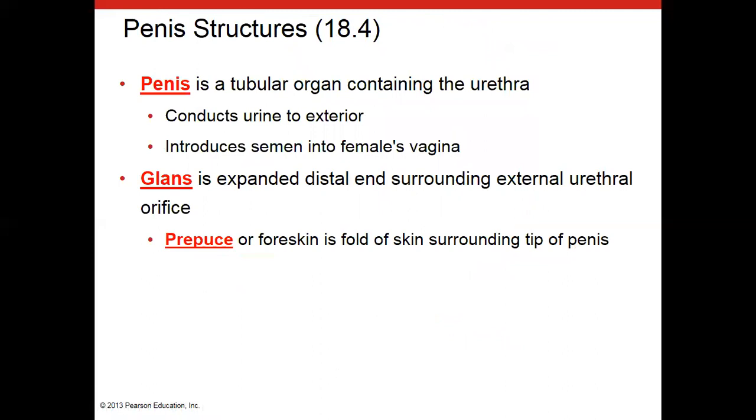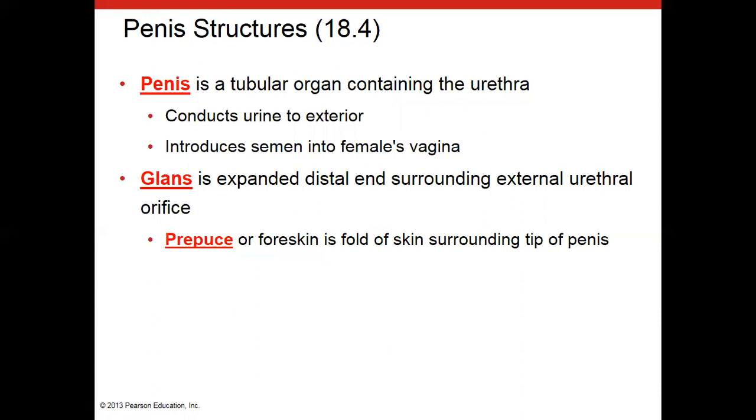The last structure we'll talk about is the penis. It's a tubular organ that contains the urethra. There's three sections of the urethra, one of which is actually in the penis itself. And it basically conducts urine to the exterior, but it also introduces semen into the female's vagina during ejaculation and during sexual intercourse, which is its major job. So it is, again, shared by the urinary system and the reproductive system.